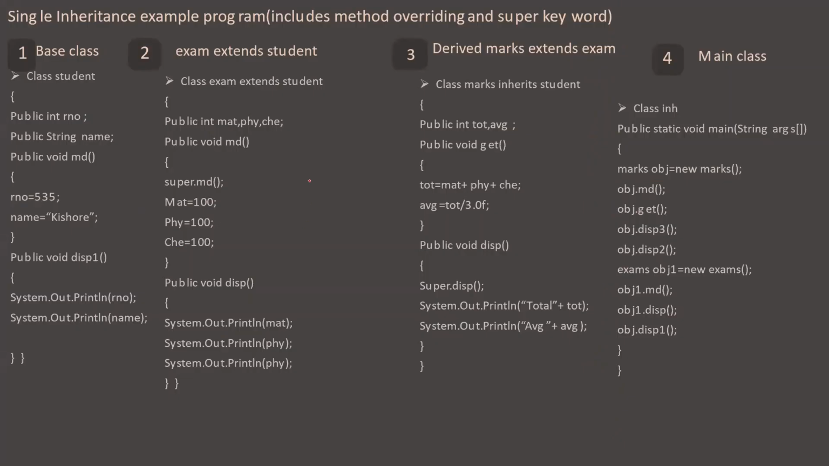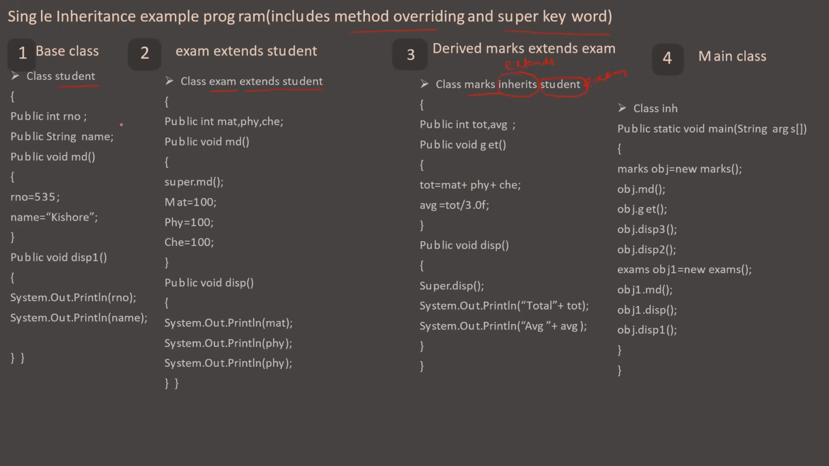Just see here. This program also includes method overriding, and it also includes the super keyword. I've created one base class called student as per my question, and I've created one more called exam that is extending student. I've created one more class called marks, where you're going to write extends exam here.